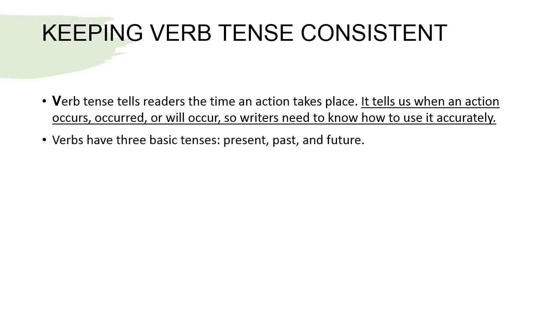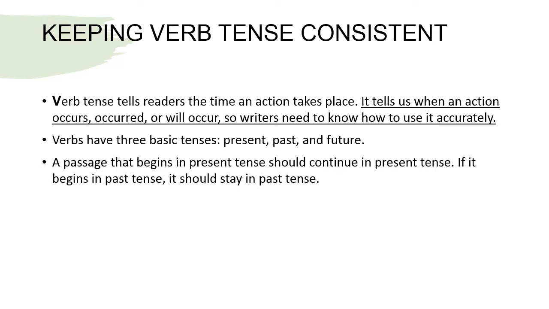Verbs have three basic tenses. One is the present tense, the past tense, and the future tense. A passage that begins in present tense should continue in present tense. If it begins in past tense, it should stay in the past tense.